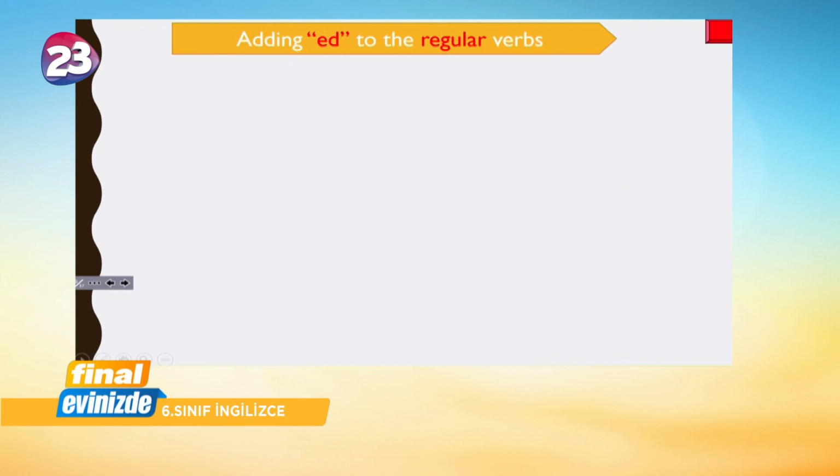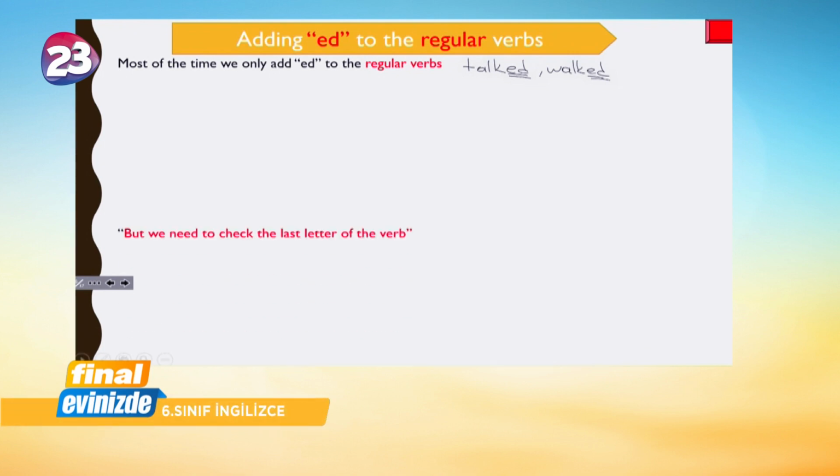Okay, adding ed to the regular verbs. Remember, we cannot add ed to the irregular verb. Only we can add this to the regular verbs. Okay, let's go step by step. Most of the time, we only add ed to the regular verbs. Okay, for example, talked, okay, or walked. As you see, we add ed. But sometimes we've got some other ones also.